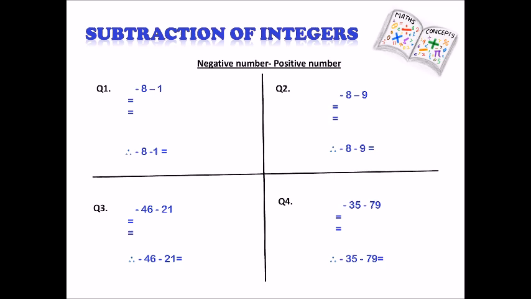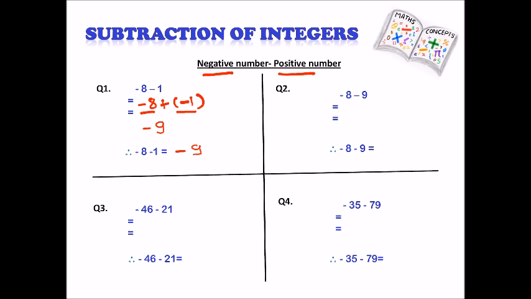Third case, negative number minus positive number. In this case answer is always going to be negative, because we are subtracting a bigger number from a smaller number. Okay, let's convert this problem, first problem, into addition problem. Minus 8 minus 1, we are subtracting plus 1 from minus 8. So let's convert it to addition. It becomes minus 8 plus minus 1. Here we are adding two negative integers, and rule for addition of two negative integers says that we add their absolute values and give negative sign to the answer. So answer is minus 9.